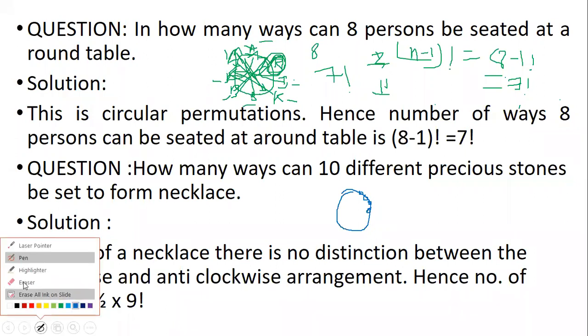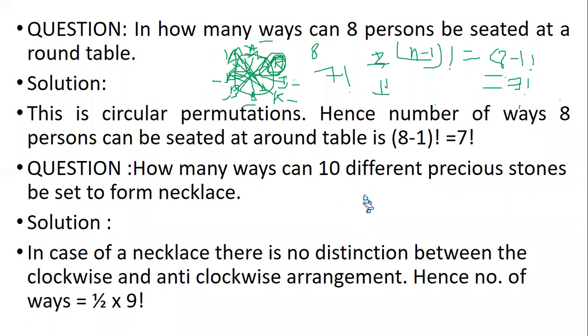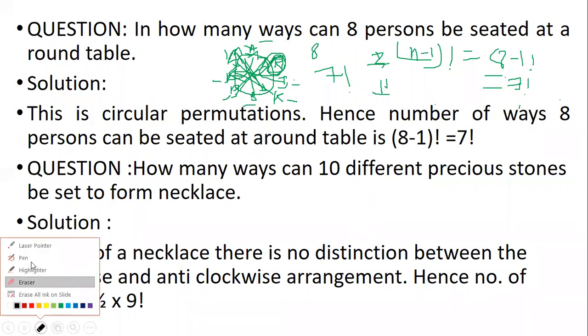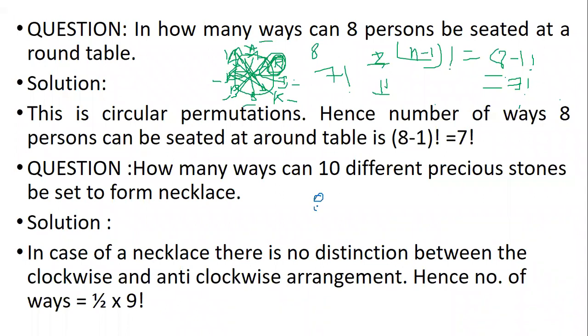Now, if there are 10 different precious stones, which means if I arrange the precious stones from here 1, 2, 3, 4, 5, 6, 7, 8, 9, 10. If I arrange the precious stones from this side to this side or from this side to this side, it both means the same because it is precious stones. And I don't use too much logic of saying, okay, red color stone should come first, white color should. No, no, no. We are not talking about colors of anything here.